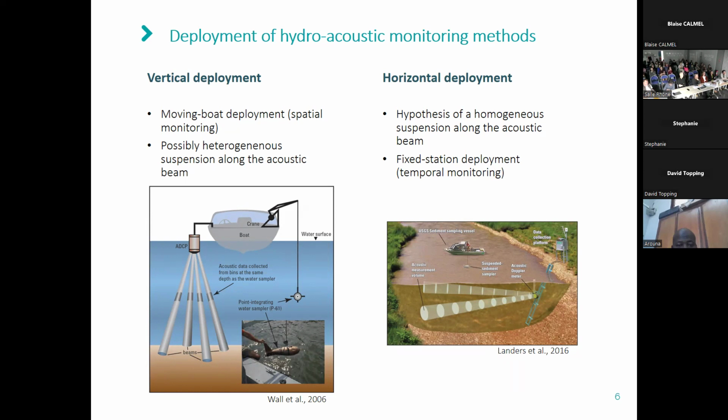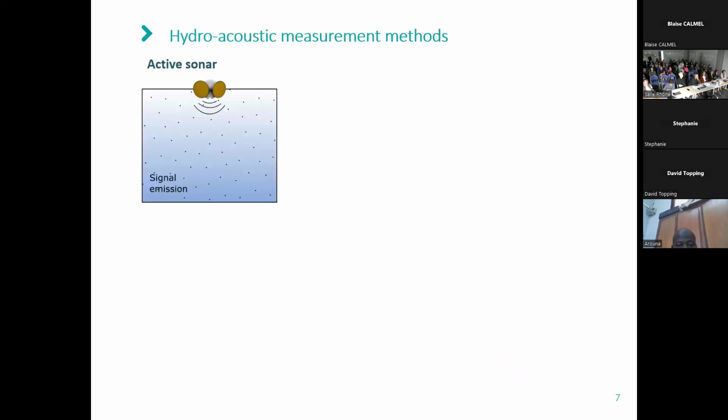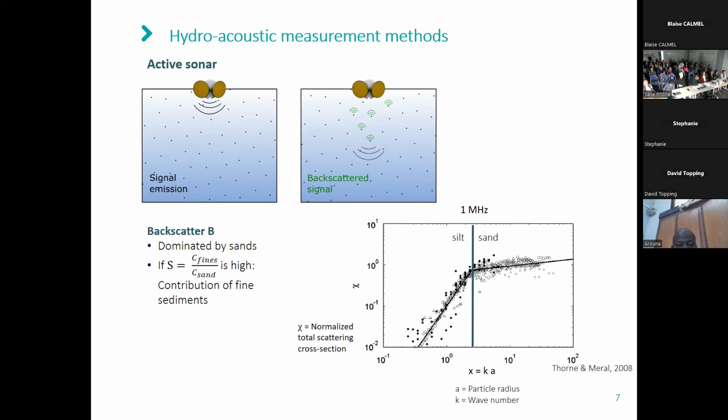Both of these deployment methods are based on the principle of the active sonar, which means that we're emitting a signal, an acoustic wave, into the water column. And while this wave is propagating in the water column, two different processes occur. They can be considered as the so-called backscatter, which means the acoustic wave is scattered backwards towards the transducer, the instrument, and registered. This registered intensity is dominated by sand particles at the typical frequencies we are using for these acoustic methods, like for example here the 1 MHz.